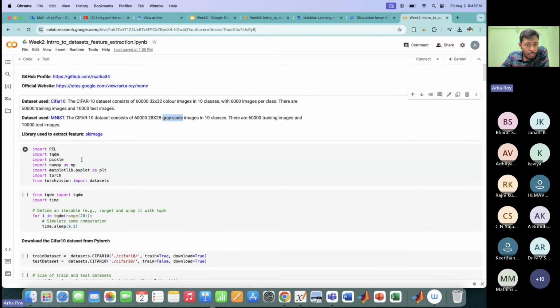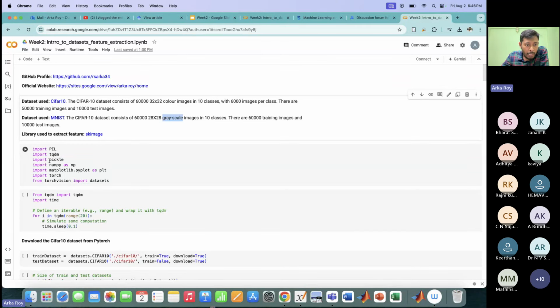So let us start discussing what we have written over here. So import PIL. There is a library called Pillow. This particular library basically helps you to handle the images. There is another library that I have imported, called TQDM. I'll show why TQDM is used over here.